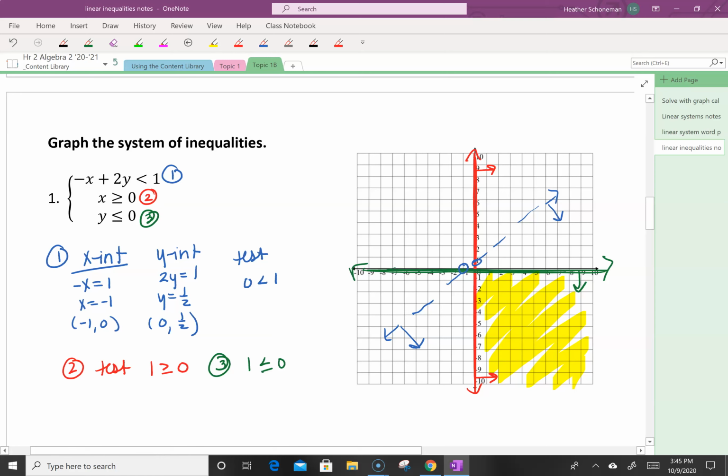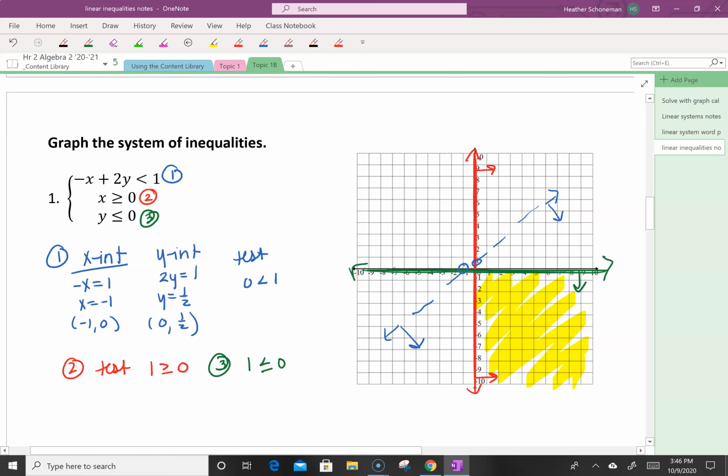Then I used the test point of 0, 0. When I used the test point of 0, 0 and plugged it in, I got 0 was less than 1. That is a true statement. So that is why I shaded towards the center and towards the y-intercept. Well, actually, I didn't shade quite yet. I just put arrows in there to indicate which direction I will shade, because when you're solving a system of inequalities, you're only shading where all of the inequalities are true, not each individual one.